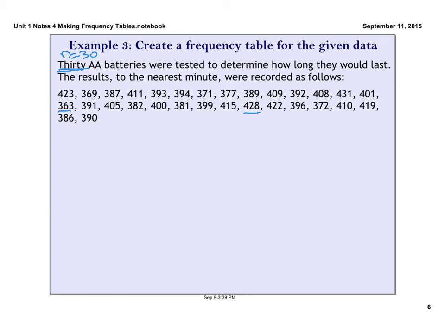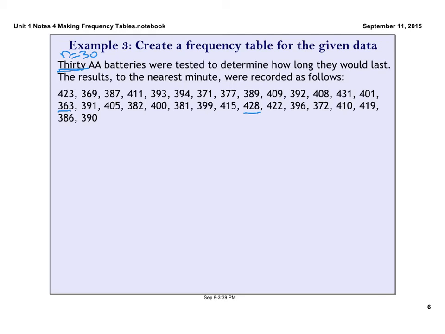And you can also do this. You could get your calculator out. Took a second to find my calculator, sorry. So you could get your calculator out and subtract those two and just see how wide the whole range of the data set is. So 428 minus 363 gives me 65.